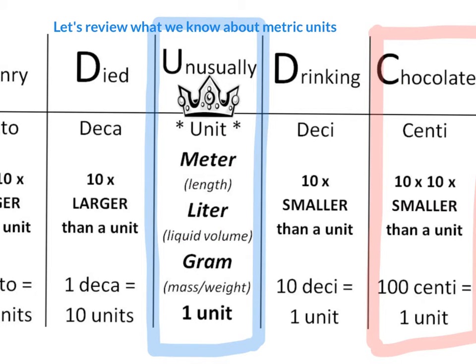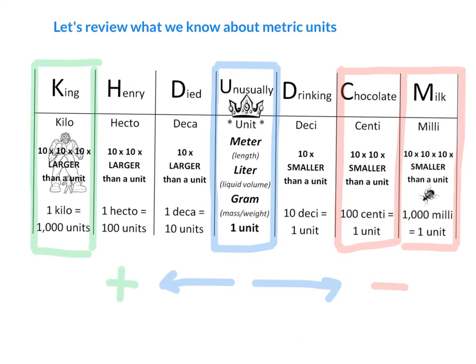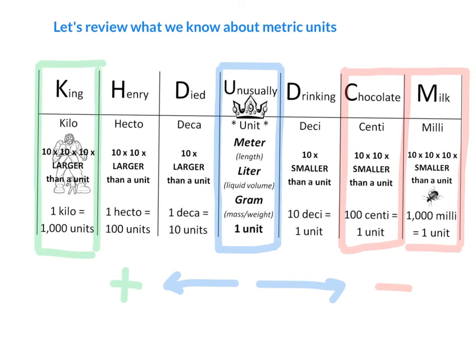Now, we add prefixes, short parts of words, before that meter, liter, or gram to make it bigger or smaller, right? And the main ones you need to know are the ones I've written here. The K in king stands for kilo. So if there's kilo, that means 1,000 of the regular units.